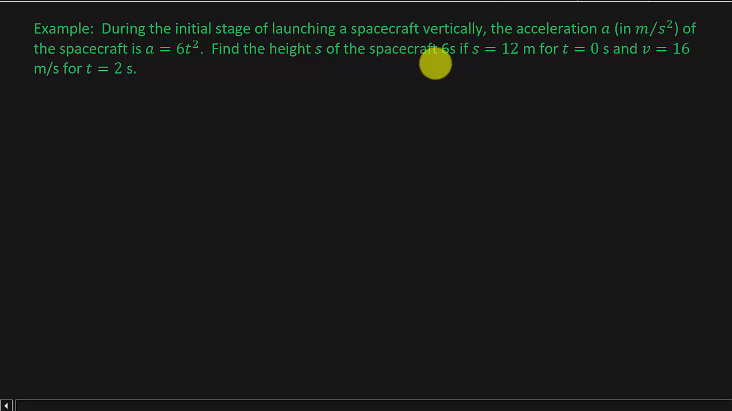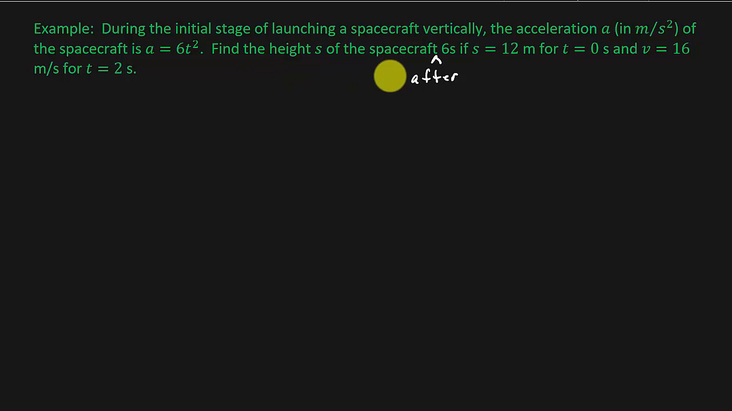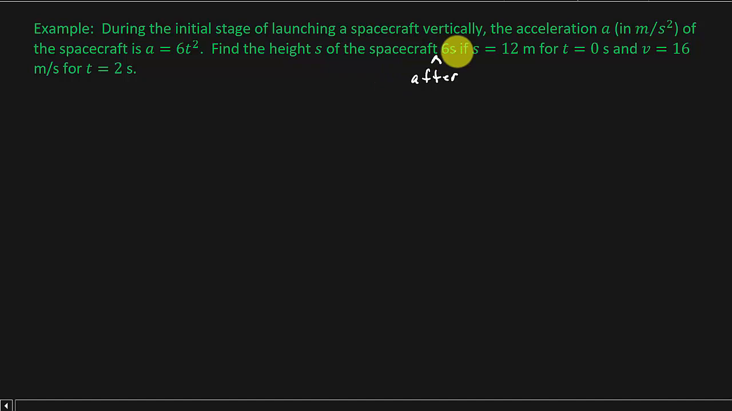And when I type this up, it says find the height S of the spacecraft, and right in there between spacecraft and 6, it should be after. So find the height of the spacecraft after 6 seconds. All right, my bad. I guess I should have put a space between the 6 and the S, but I didn't.